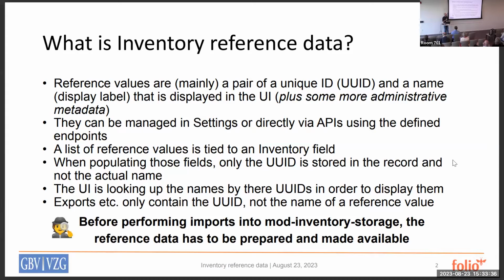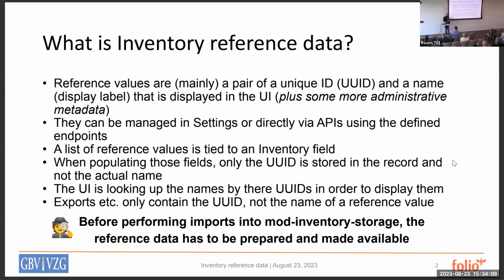And you also have some more administrative metadata, like a date created or date updated. You can manage them in inventory settings or directly via the APIs. And some of them you can't edit in the UI because there is no entry, so you have to use the API if you want to change something. You then have inventory fields in the instance, holding and item entity, where some fields are tied to those reference values. So they are not free text fields. You can only use one of the reference values.